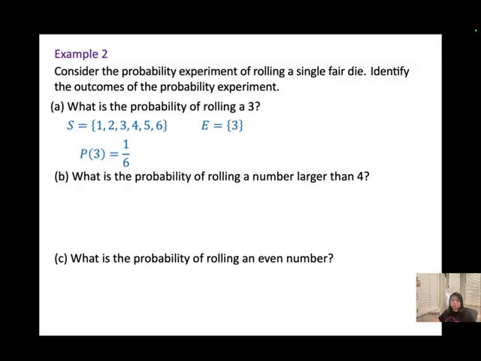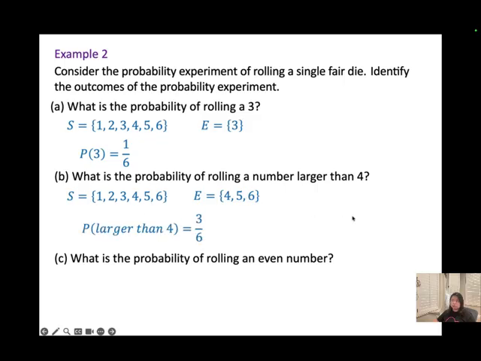B. What is the probability of rolling a number larger than 4? So again, we try to write out the sample space, and then we want to get the probability of rolling a number larger than 4. Okay, larger than 4, so that will be 4, 5, and 6. So use the basic probability formula. That will be 3 over 6, which is going to be 1/2.